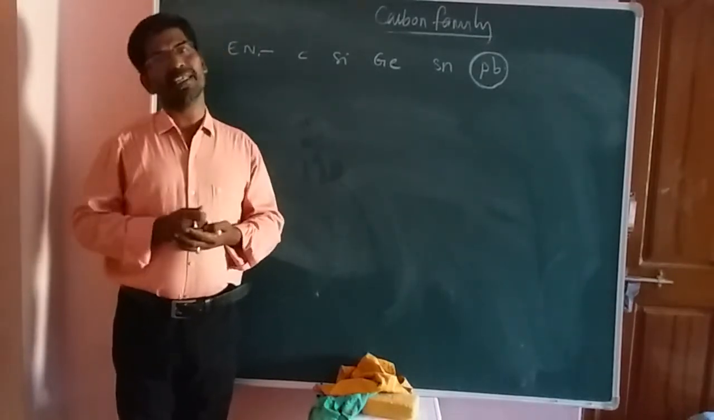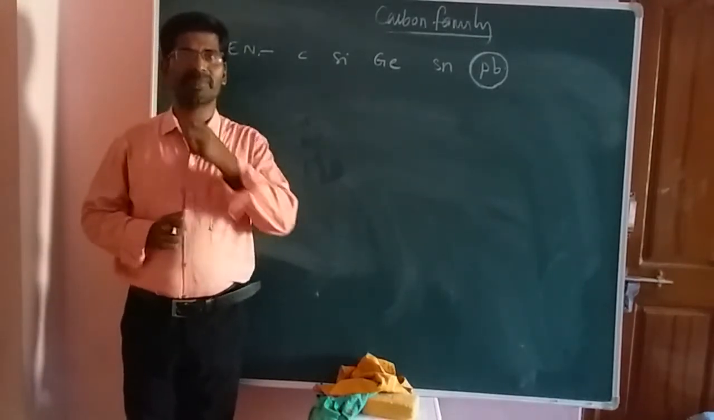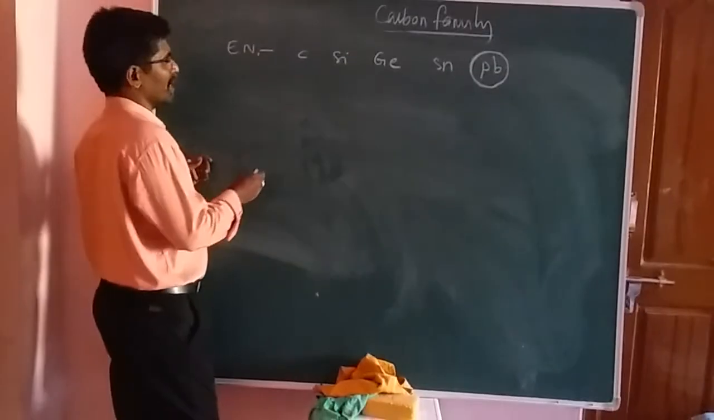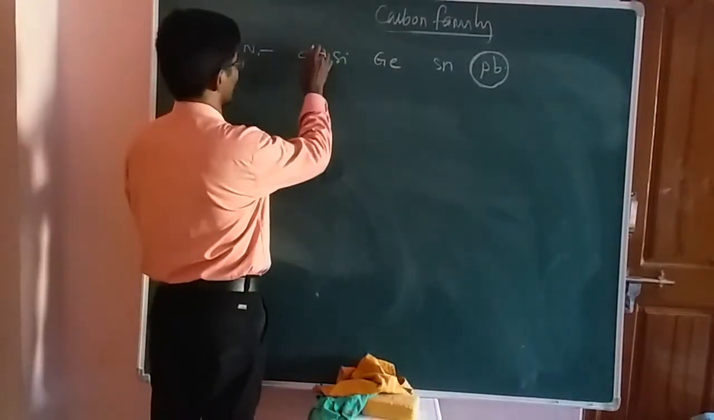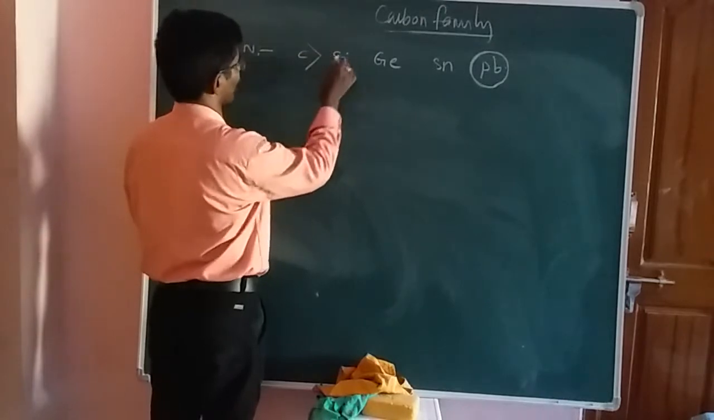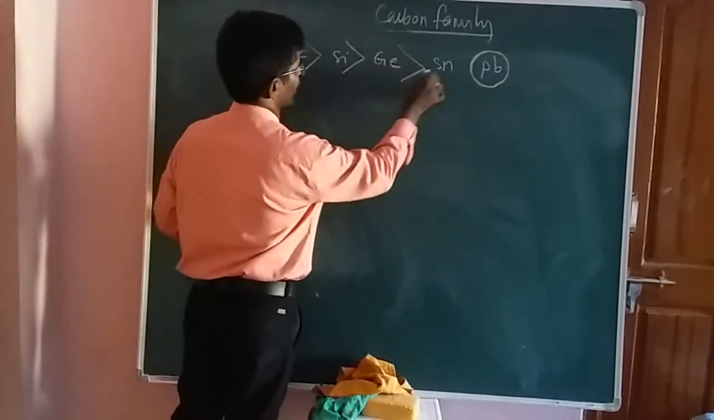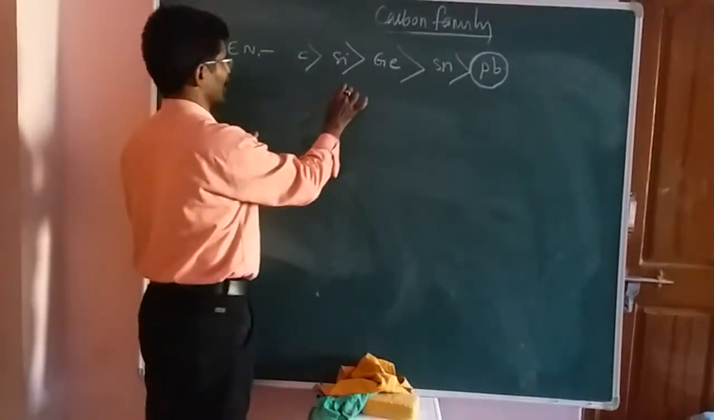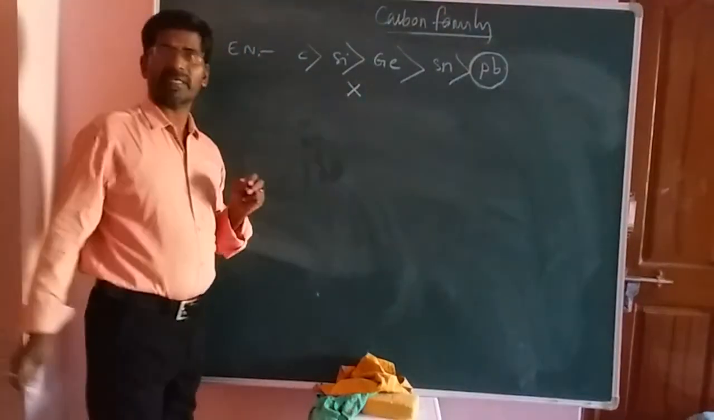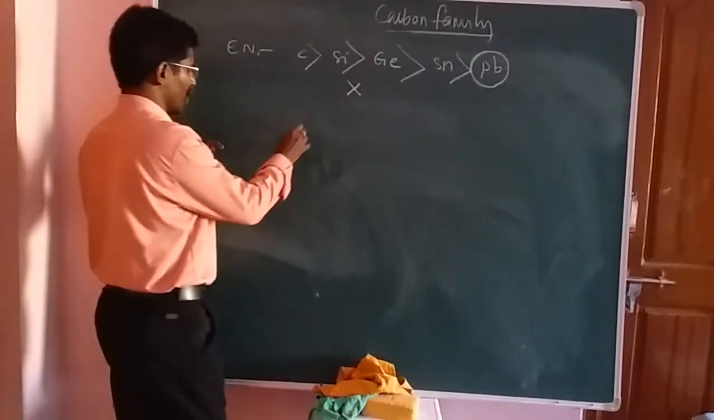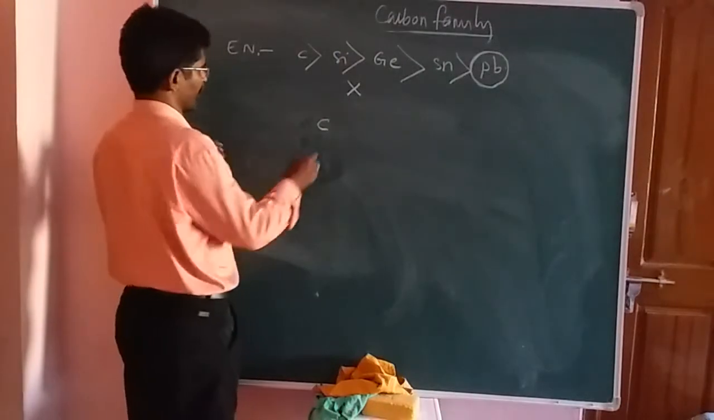It should be maintained the irregular change. Here the general trend is electronegativity, which one is the greater electronegativity, then this one, and then this one. But it is not the correct order in that electronegativity character. So carbon has more electronegativity nature.